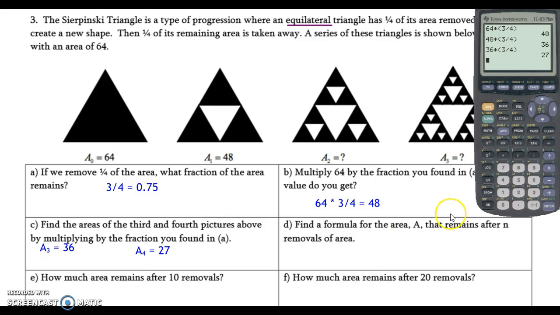A formula for the area that remains after n removals of area, that's just n different triangles. This is the 0th triangle, the first triangle, the second triangle, etc. So we're going to use exponentials to get this same formula.